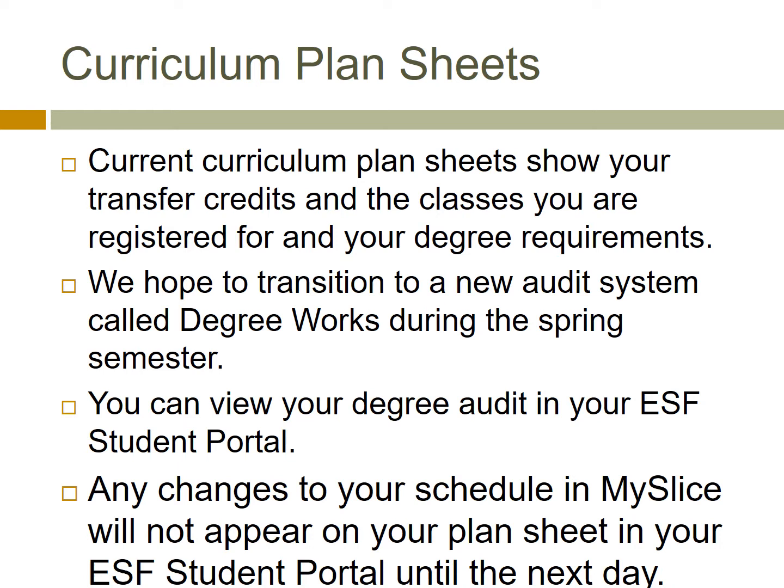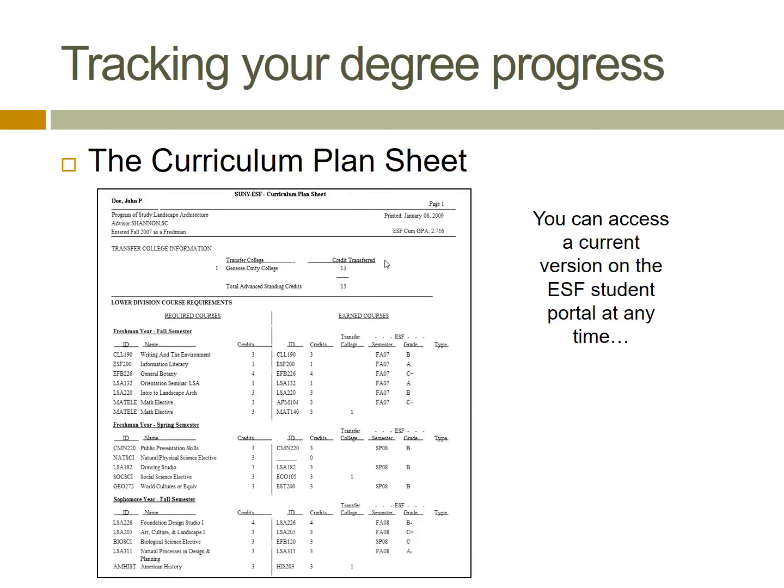You can view your audit sheet in your ESF student portal. Please keep in mind that any changes that you make to your schedule in MySlice will not appear on your plan sheet until the next day. Each curriculum plan sheet is a little different, but this gives you an idea of what it's going to look like to keep track of what you need as you progress towards graduation. And again, you can see this at any point in the student portal.